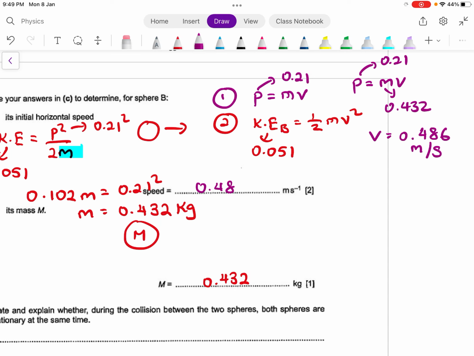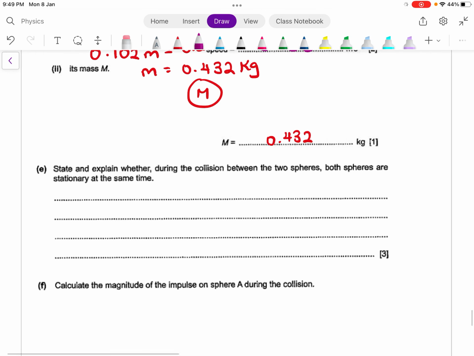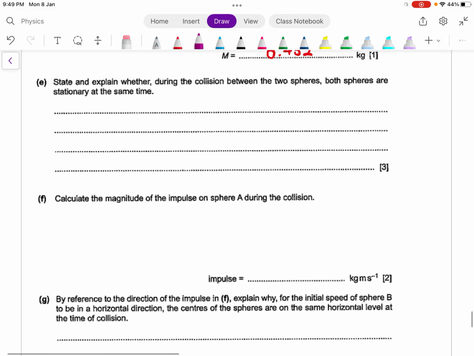So that is how we do the calculation. Now for part E: state and explain, during the collision between the two spheres, is it possible for both spheres to be stationary at the same time? It is 3 marks. The first mark will be the state, whether it will be stationary or not. Then the 2 marks will be the explanation. The stating part is simple. You simply just say no.